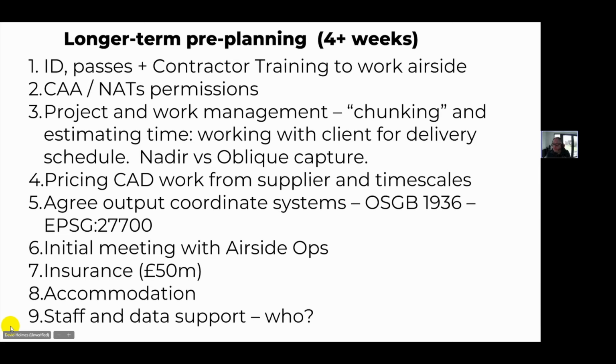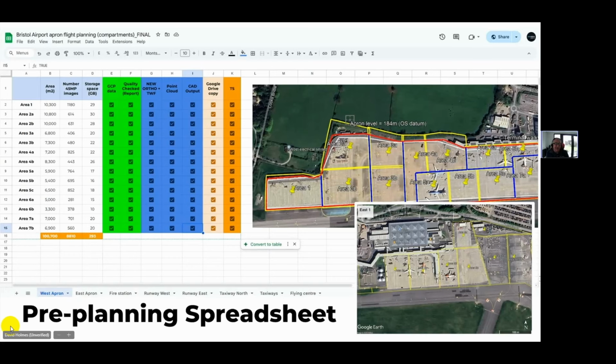And then you've got to sort out accommodation for staff and all sorts of other logistical elements. So there's a lot that comes together early on. In terms of planning this, I quite like spreadsheets and things like that. What we did is we chunked this into areas that were roundabout between 5 and 10,000 square meters, for the entire airport. This is the example for the West Apron.